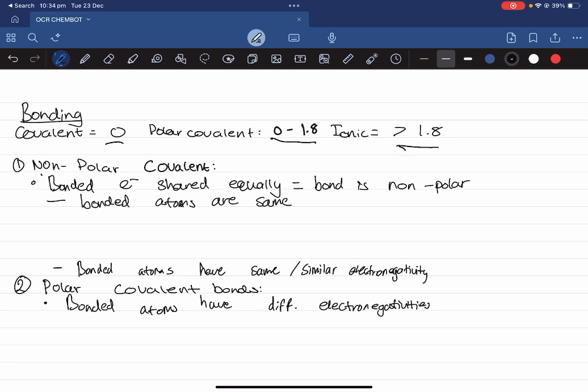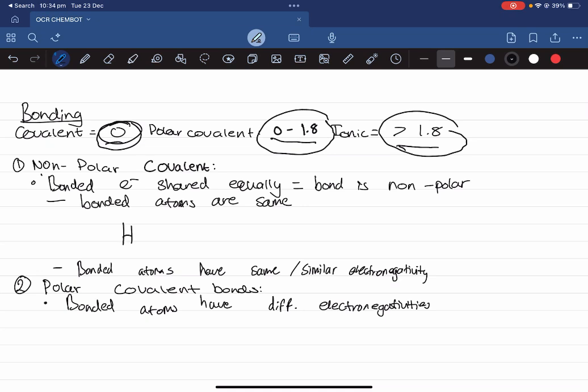If the electronegativity value is 0, then that means it's covalent. If it's polar covalent, then it's between 0 to 1.8. And if it's ionic, then it is greater than 1.8. Now, you don't need to know these values actually, but it's important to recognize these definitions. So non-polar covalent, which is this one, the bonded electrons are shared equally. Therefore, the bond is non-polar, and this happens usually when the bonded atoms are the same.